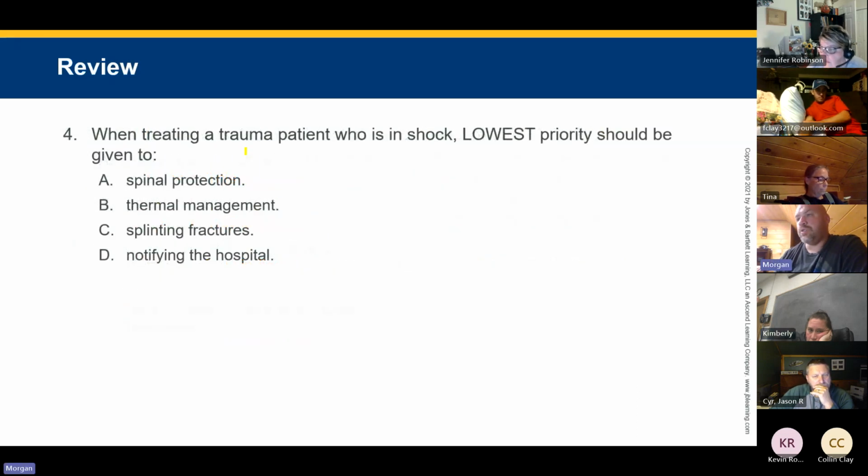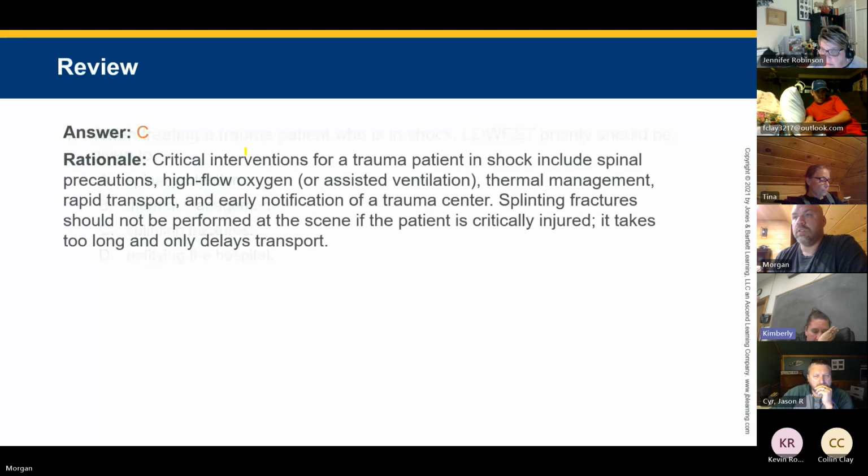When treating a trauma patient who is in shock, lowest priority should be given to spinal protection, thermal management, splinting fractures, or notifying the hospital. C, unless it's a femur. B, because the hospital's going to want to know so they can get their trauma team and radiology or whatever they need.